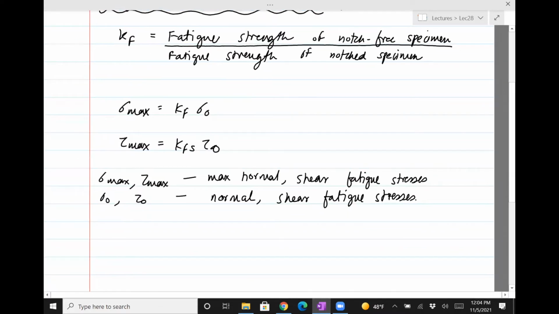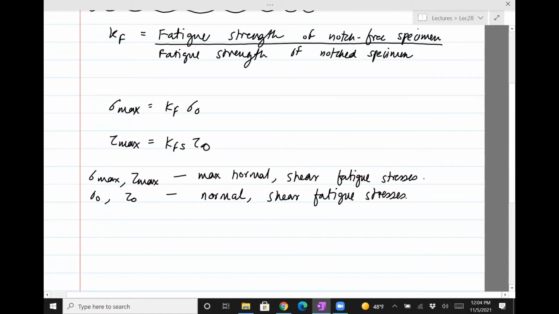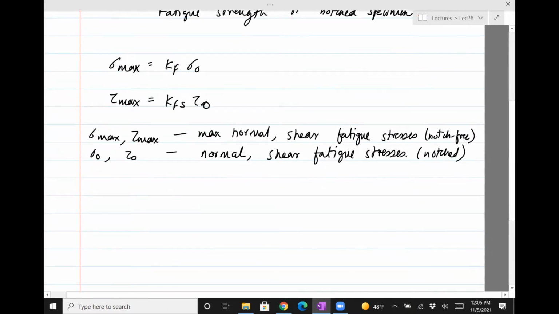So this will be for the notch free, and this will be for the notched specimen. So clearly notch free would have a higher strength than notched. So there's another factor which we need to define, which is totally new. It's called notch sensitivity.